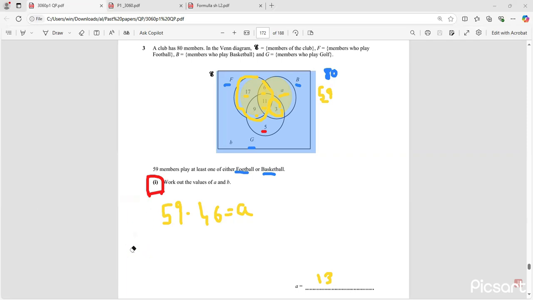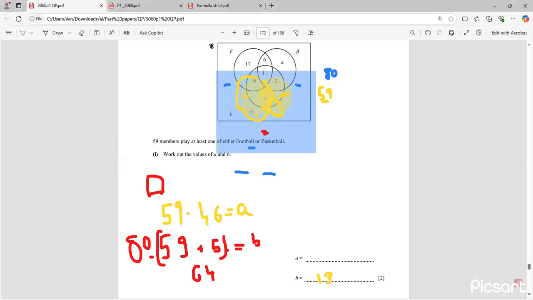So here we already got the A, which is 13, and we have to add the 5 here to the 59. So the B here will be equal to 59, which is the total of the F and B, and we add the 5 plus the 5, which is the remainder of the G. All this, 80 minus this total, okay? 80 minus 64, which equals B. And B here will be equal to 60.